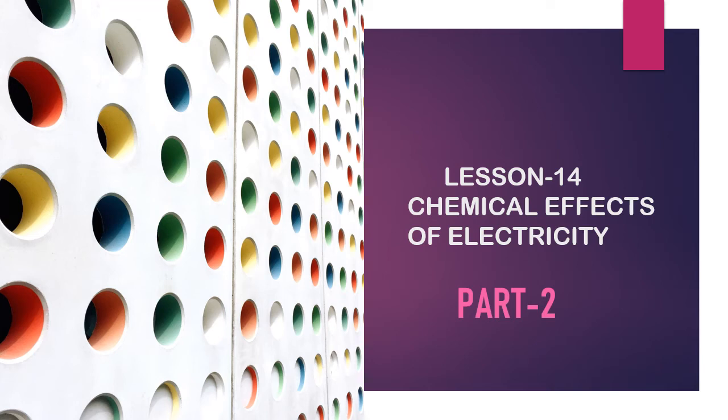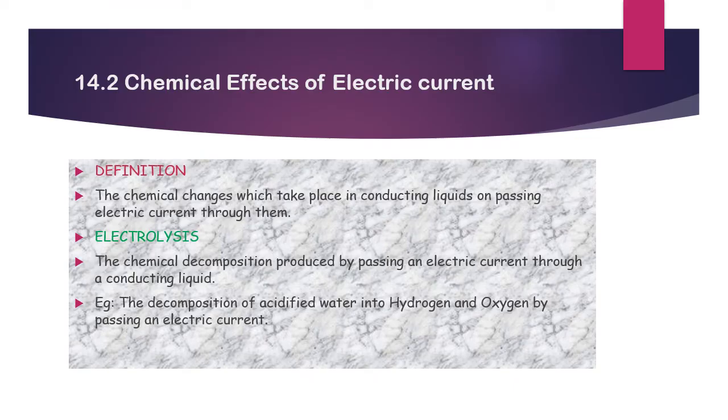Hi students, today we are moving to the second part of lesson 14, chemical effects of electricity. In this, the definition is chemical changes which take place in conducting liquids on passing electric current. So what is the meaning of that? When we are passing the electricity through electrolyte solution, there will be some chemical changes happening. So that is the chemical effect of electric current.